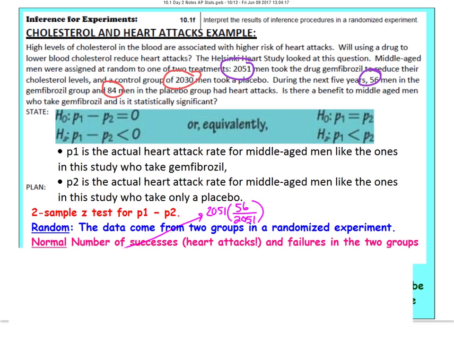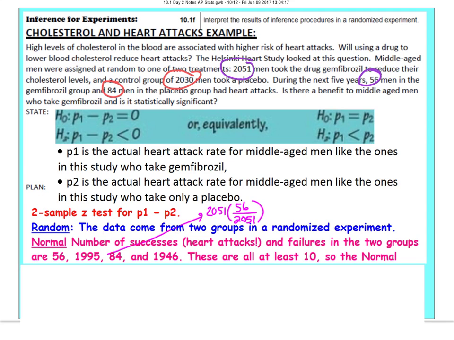Now, for the normality part, we need to show that the number of successes (heart attacks) and failures in the 2 groups, when we do that calculation, we're going to get these 4 different values. Where did one of them come from? For example, this first 56, I took the proportion of men out of 2051, times the 2051, and we got 56. So these are the corresponding values, and they're all at least 10 so that we know that the normal condition is met.